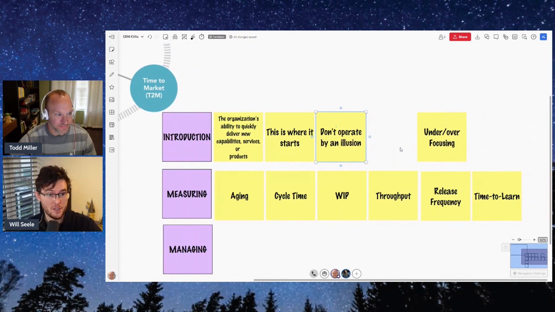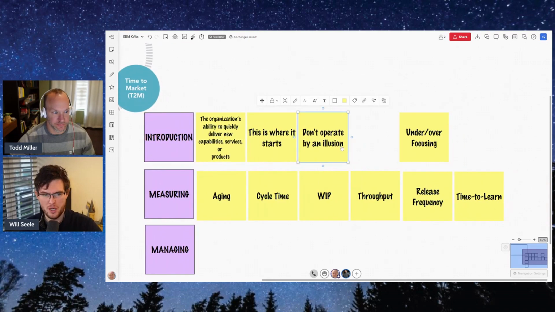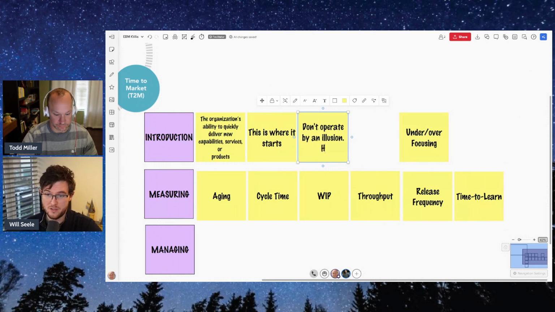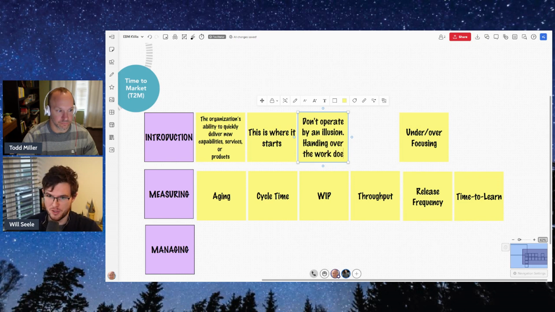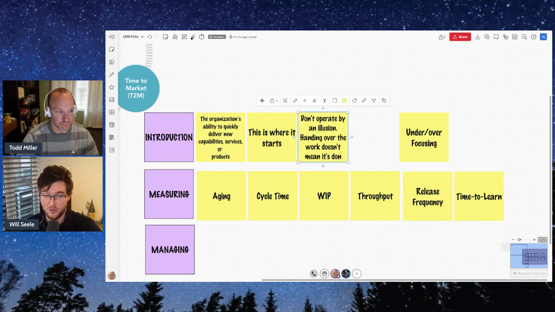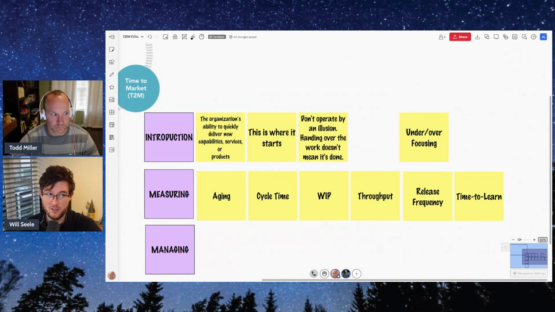And especially if you're in a bigger organization where there's a lot of handovers, handing over the work doesn't mean it's done. It's done probably sometime after you hand it over to your customer, whether that's an internal customer or an external customer, depending on who you're serving. But indeed, it is trickier in practice than you would think to get insight into time to market.